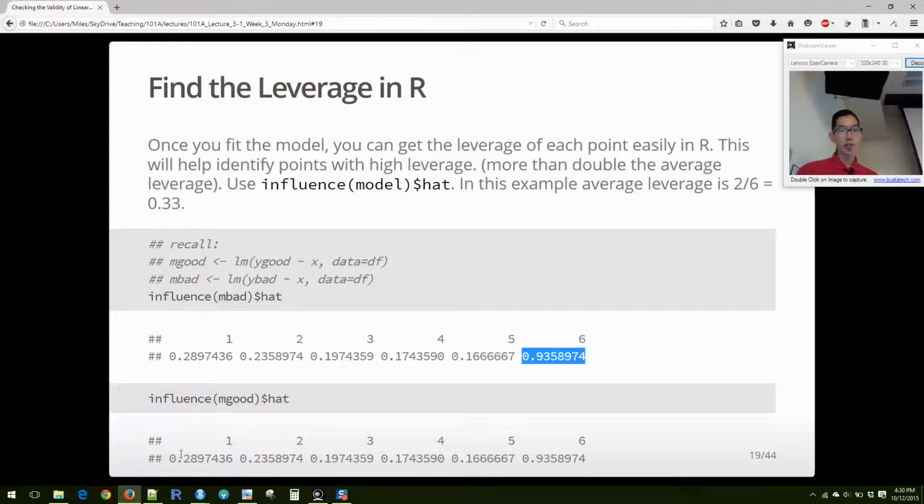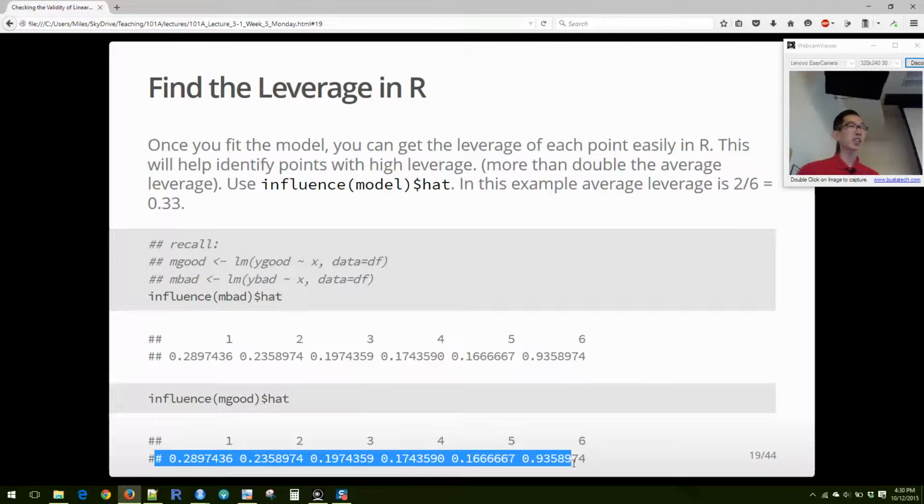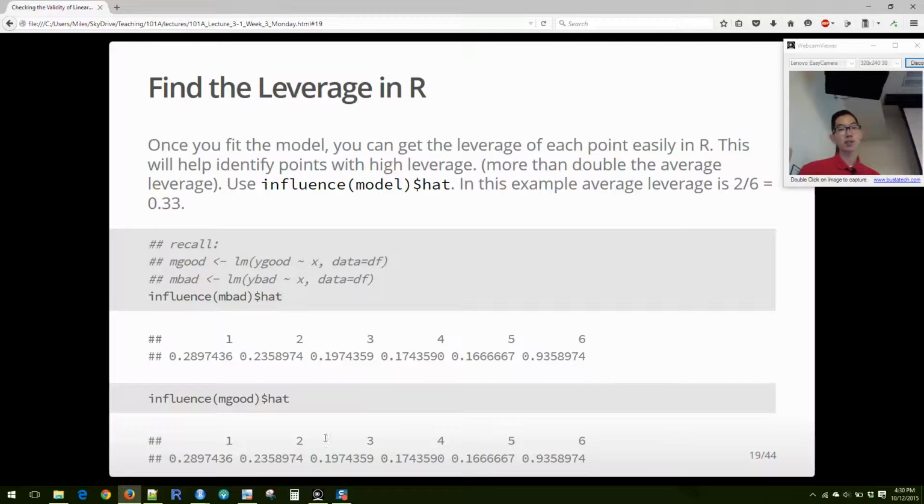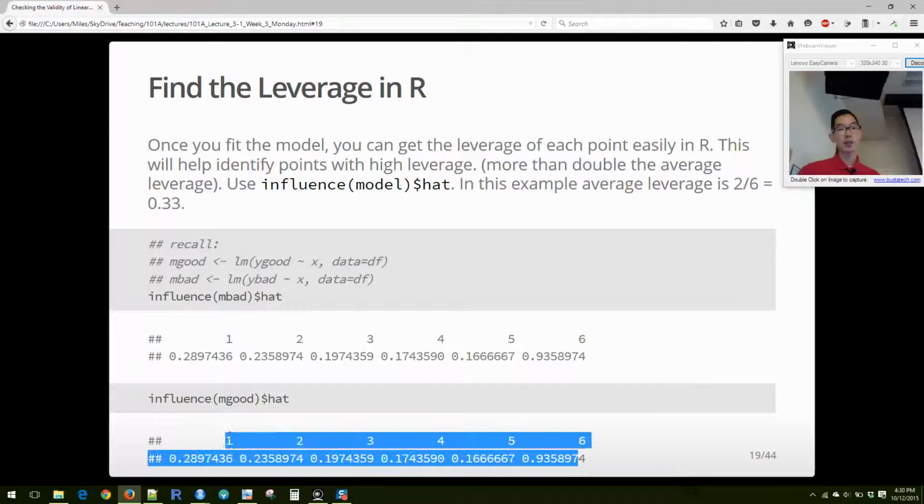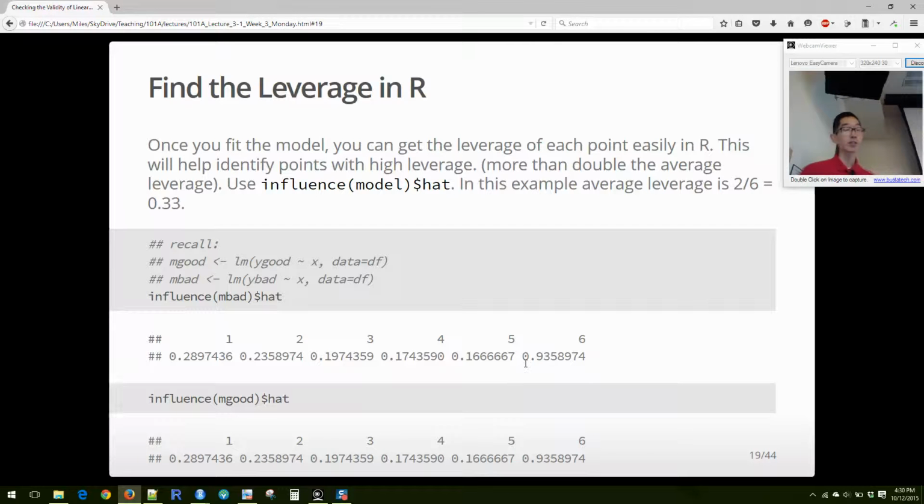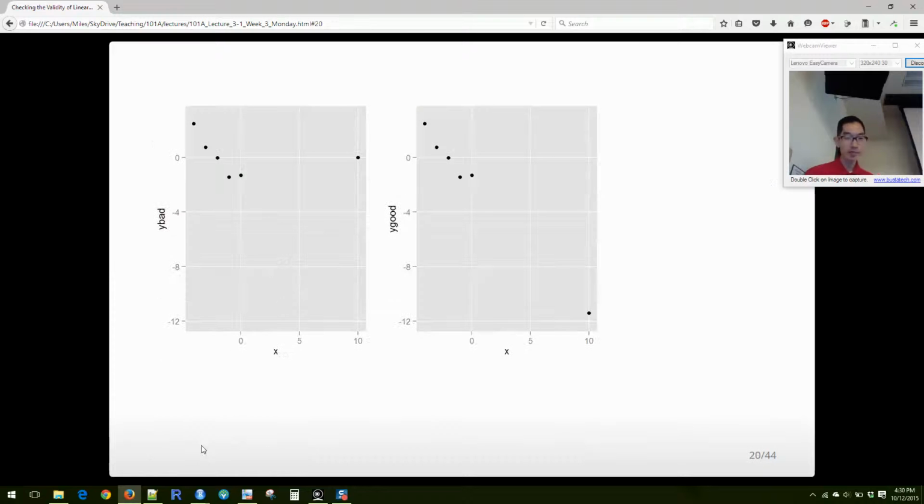Leverage only depends on the x, so whether it's the bad model or the good model, the points have the same amount of leverage. And if you calculate the hat matrix yourself with x, x transpose x inverse x, and you look at the diagonal, it will match this. So again, this is what our thing looks like.